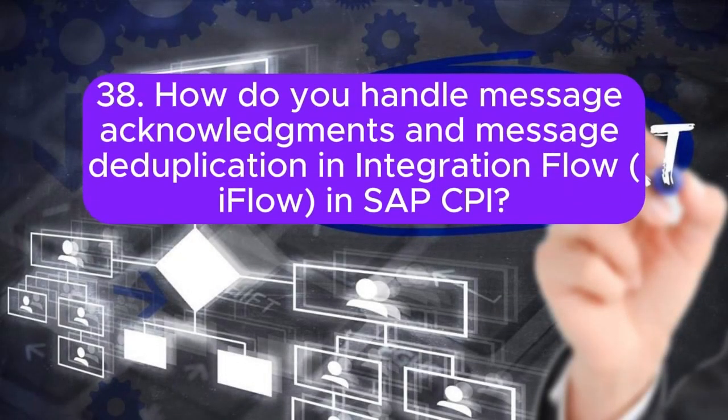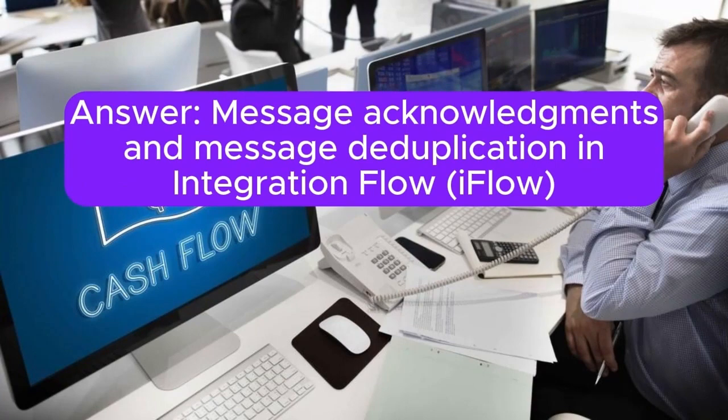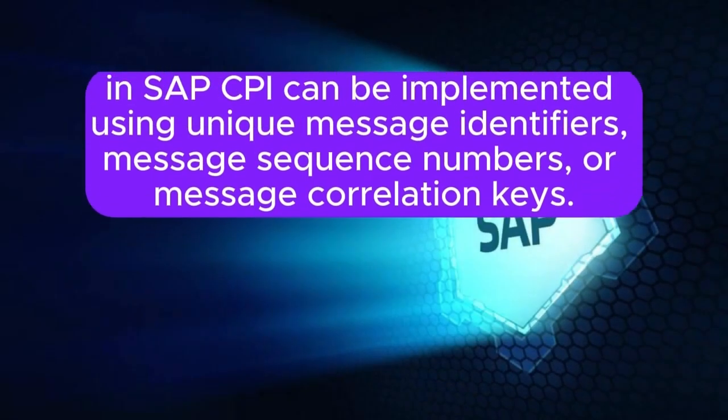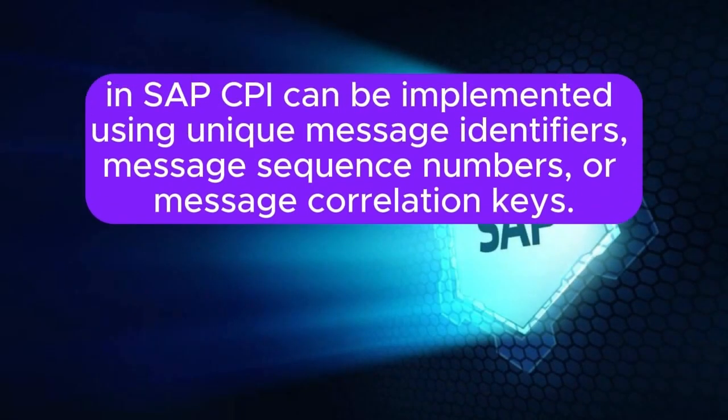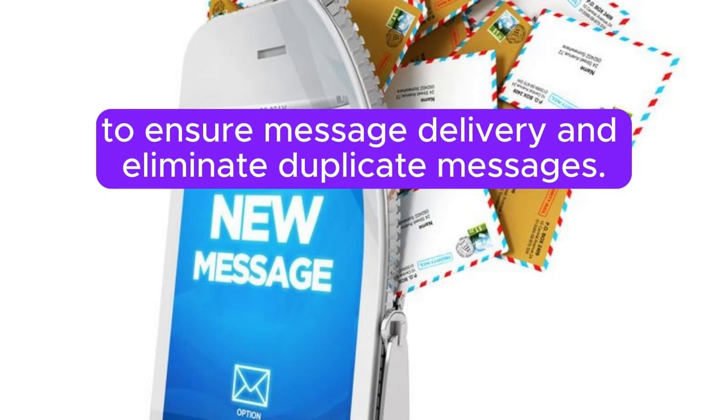38. How do you handle message acknowledgements and message deduplication in integration flow iFlow in SAP CPI? Answer: Message acknowledgements and message deduplication in iFlow in SAP CPI can be implemented using unique message identifiers, message sequence numbers, or message correlation keys. You can configure acknowledgement modes, acknowledgement intervals, and deduplication policies to ensure message delivery and eliminate duplicate messages.